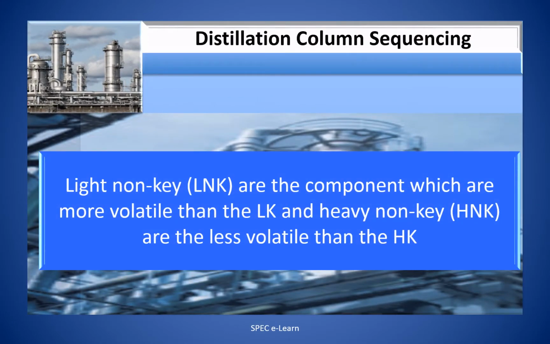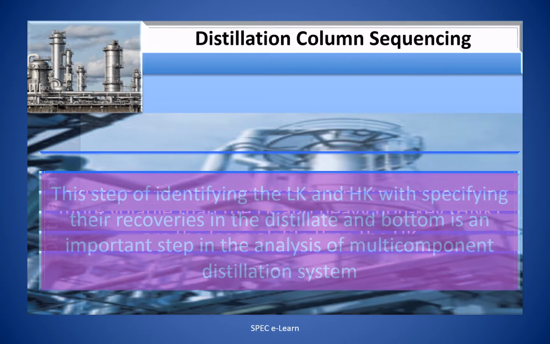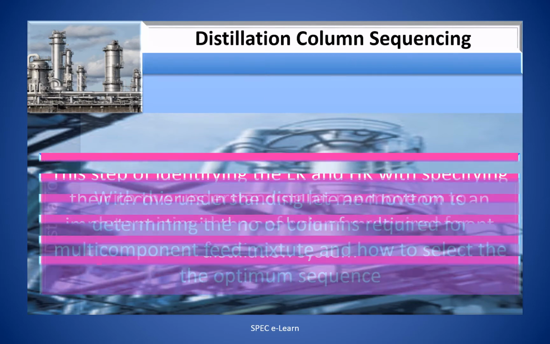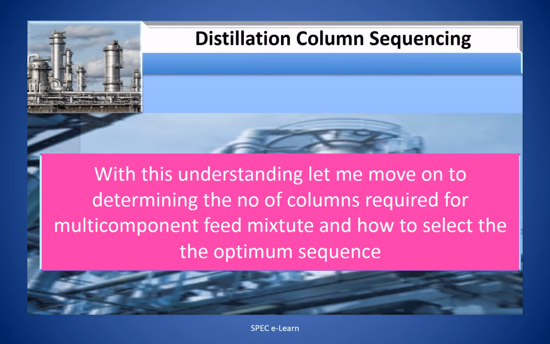The light non-keys are the components which are more volatile than the LK, and the heavy non-keys are the components less volatile than the HK. This step of identifying the LK and HK and specifying their recoveries in the distillate and bottom is an important step in the analysis of a multi-component distillation system. With this understanding, let me move on to determining the number of columns required for a multi-component feed mixer and how to select the optimum sequence.